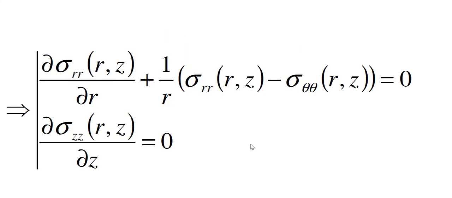So the system of the three equations given by divergence of sigma is equal to the vector 0 will be simplified into these two equations.